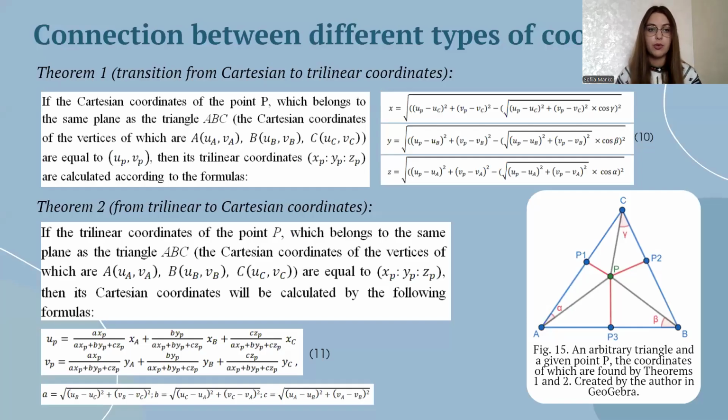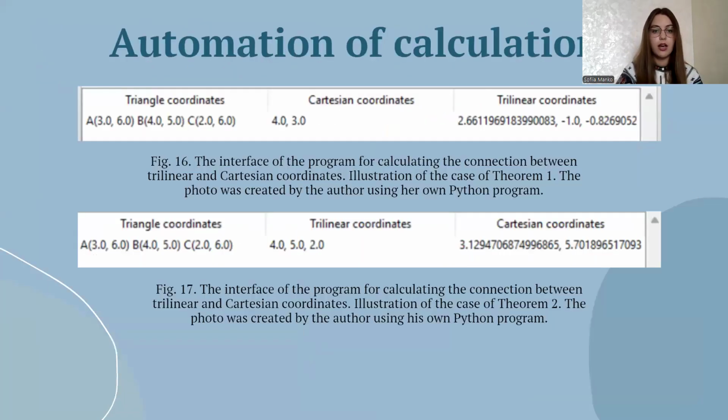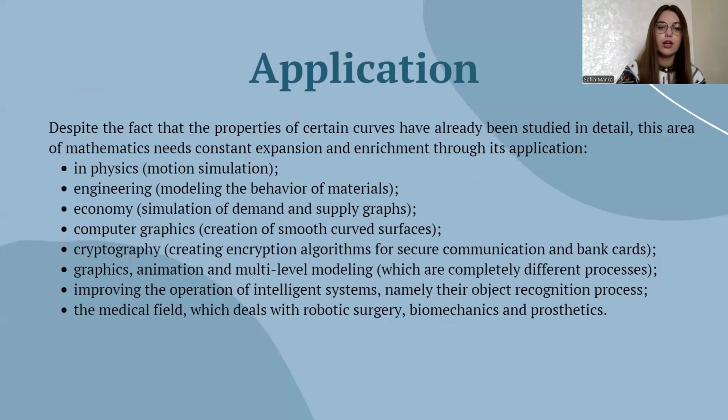To make my cubic more usable and to have an opportunity to compare it with widespread ones, I proved 2 theorems about transition from Cartesian to triangular coordinates, which can be followed with formulas under number 10, and from triangular to Cartesian coordinates with a formula under number 11. Then I also created programs for optimization of calculations of these theorems, and you can see this in figures 16 and 17.